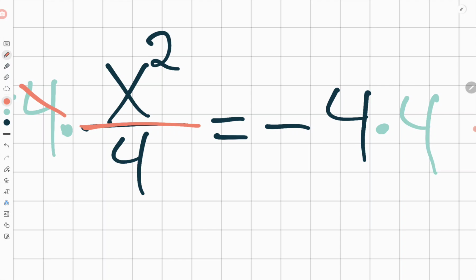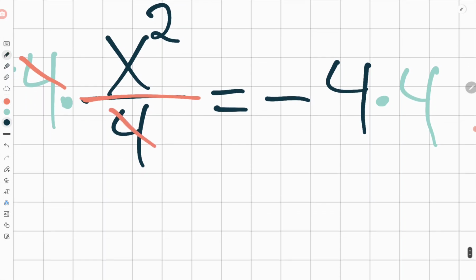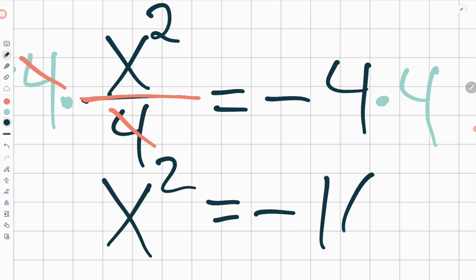So that means this will cancel this. Okay, so that means we get the following step. x squared equals negative 16 on that side. Negative 4 times 4 right here, negative 16.